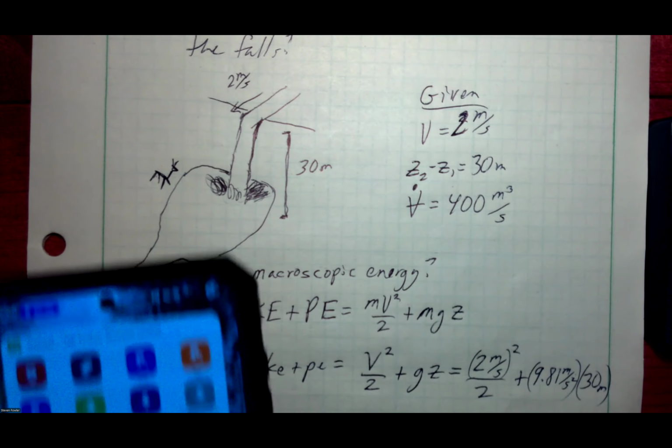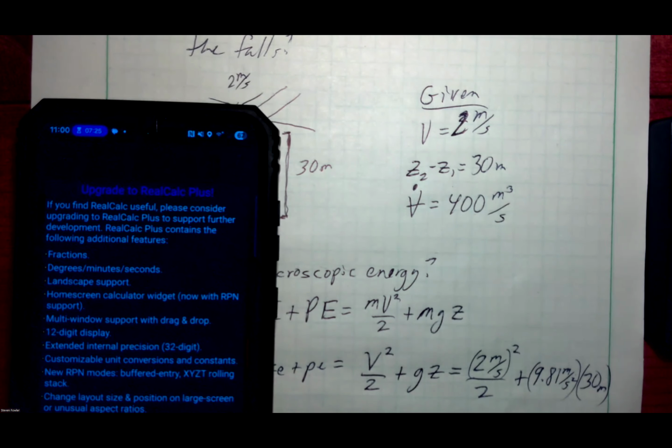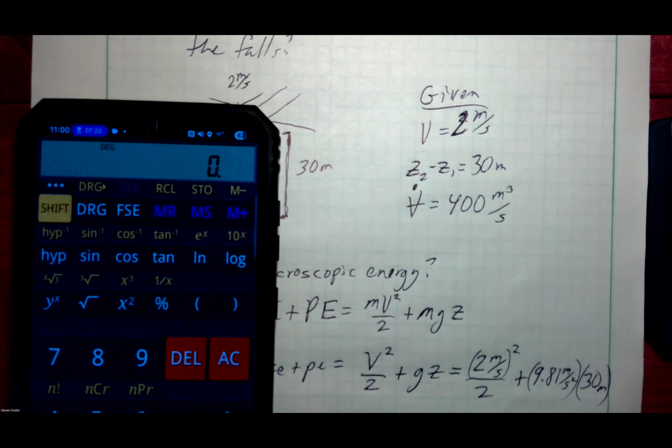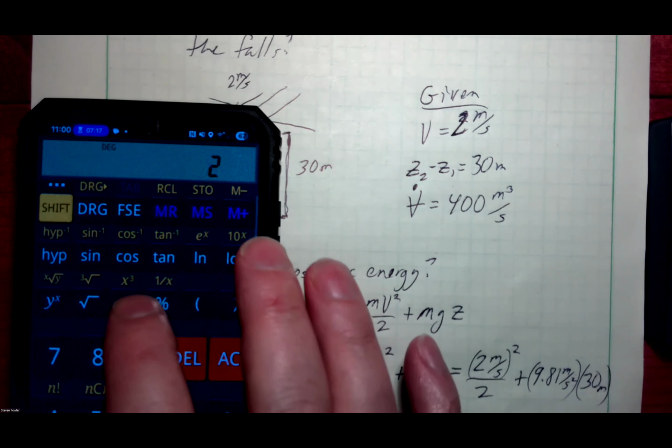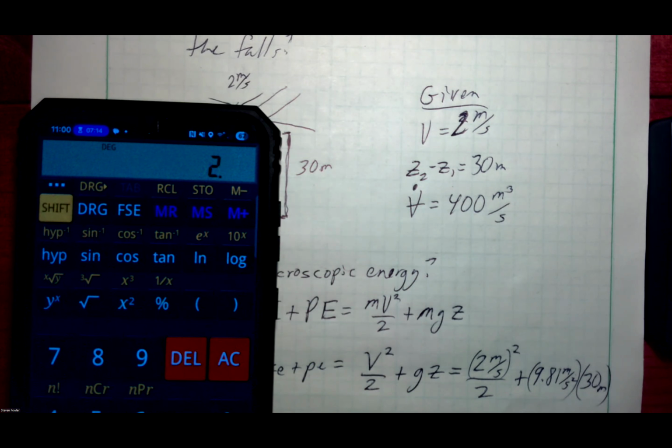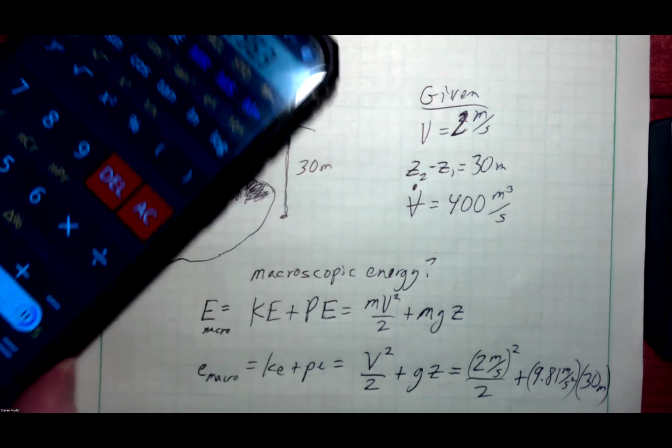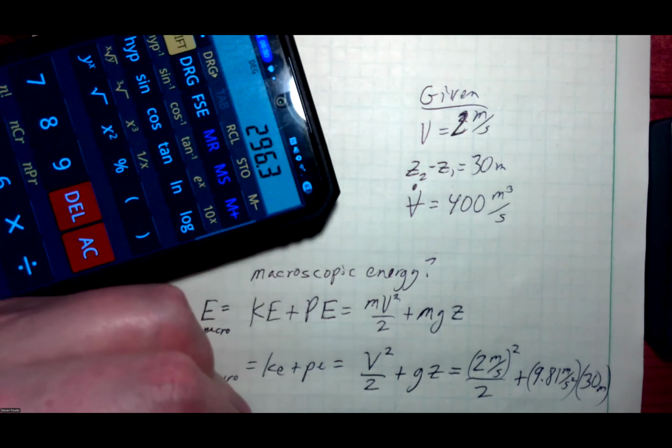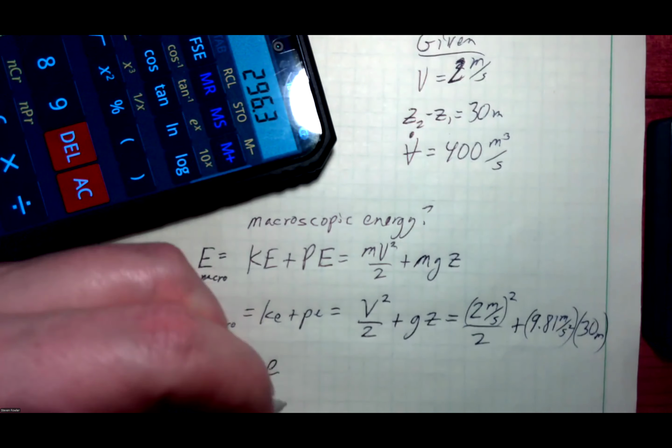I keep a calculator app on my phone here, and it wants to know if I want to upgrade. I do not. Okay, so let's see here. 2 squared divided by 2. And here's where I would say, hey, have your calculators out, help me out as we go. And obviously I could say that's 2, duh, plus 9.81 times 30. Right? And so my sum there, what I'm going to have, E macro.